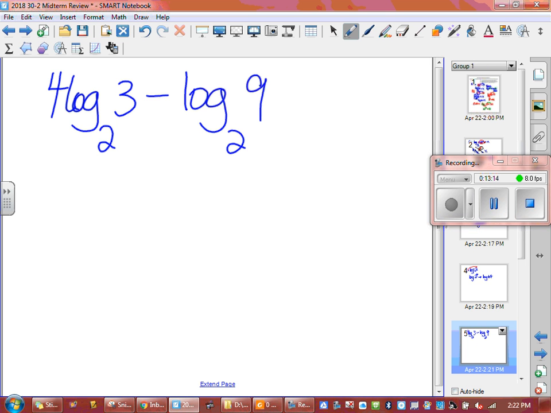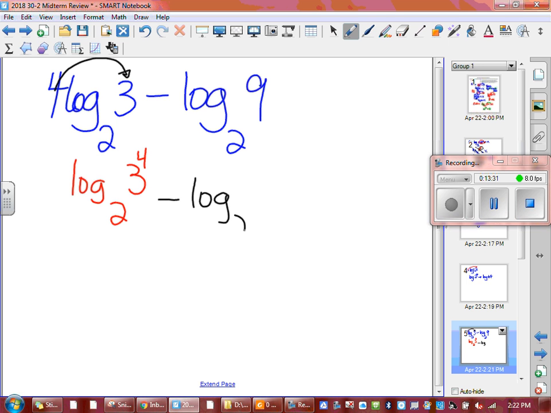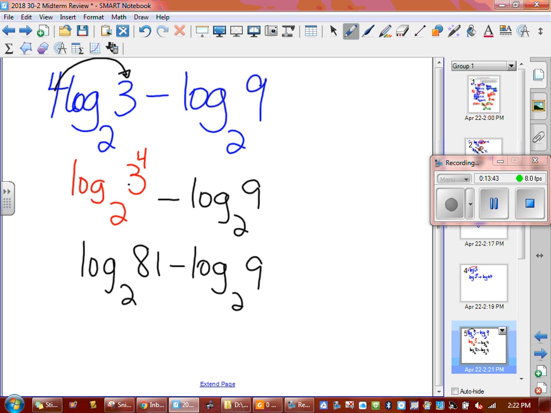Yeah, you have to move the 4. You can't combine them until you move the 4. So we're going to move the 4 up on the 3. And that means it's going to become an exponent. So now you've got log base 2 of 3 to the 4th power minus log base 2 of 9. So now, 3 to the 4th is 81. So we've got log base 2 of 81 minus log base 2 of 9.